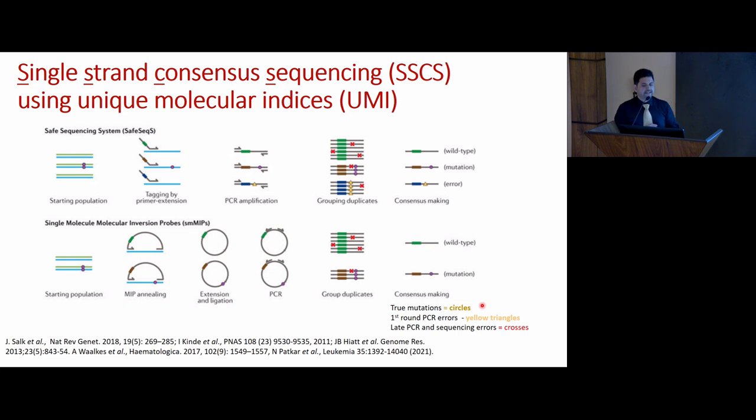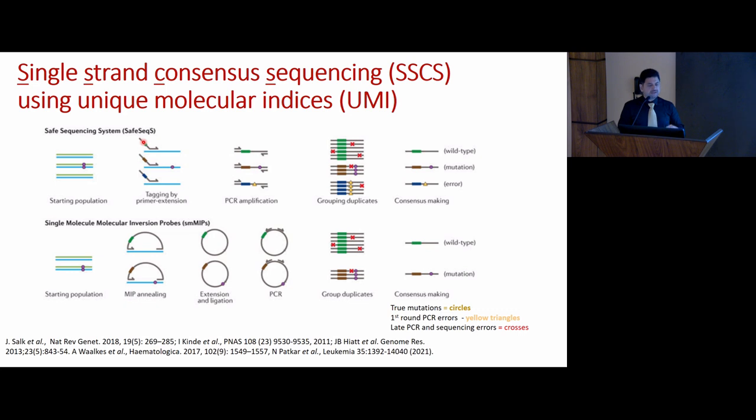The wet lab method is called single strand consensus sequencing using unique molecular indices. One of the methods to do this was safe-seq, where you take DNA and you do a limited cycle PCR. That means you just do 5 cycles of PCR. So you not only enrich your target, but while doing the PCR, you introduce UMIs.